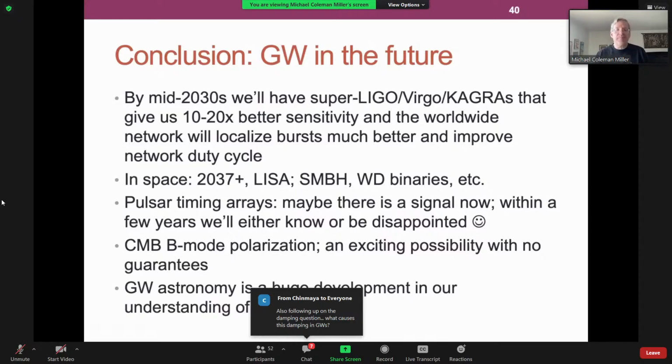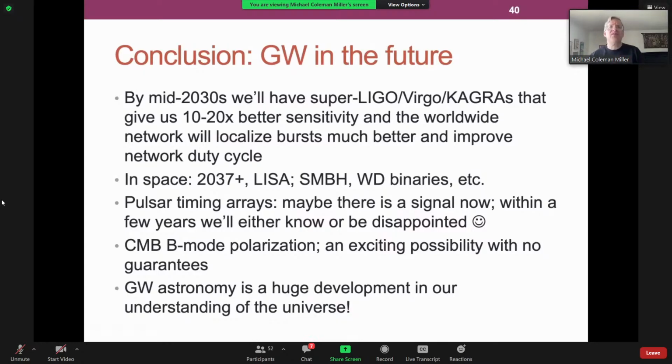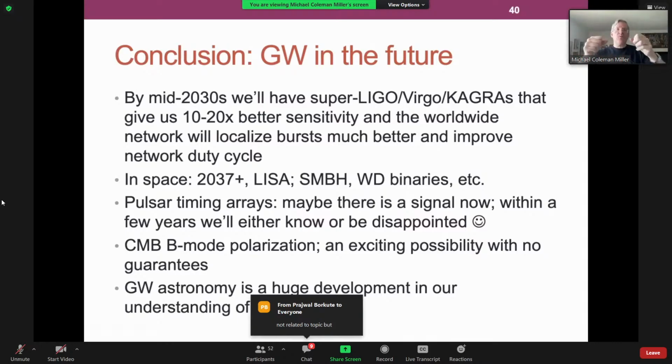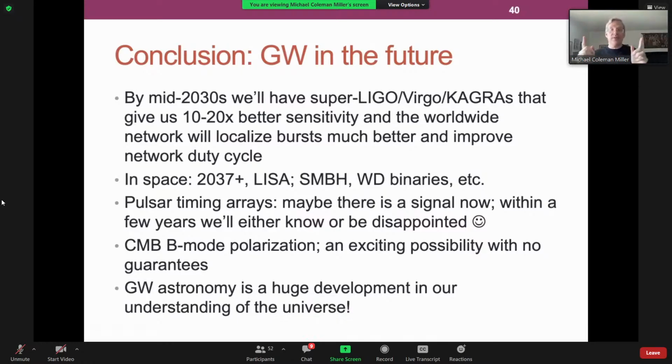Also following up on the damping question, what causes this damping in gravitational waves? I do like to think about this in terms of simple energy conservation. If you have gravitational waves go by, then those gravitational waves are going to be moving things back and forth. And if they're at all connected with each other, then that is going to produce a certain amount of energy by friction or something else. So it has to be that the gravitational waves are damped.